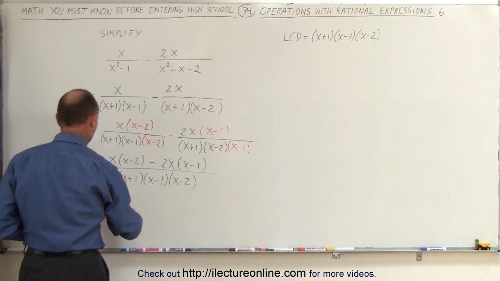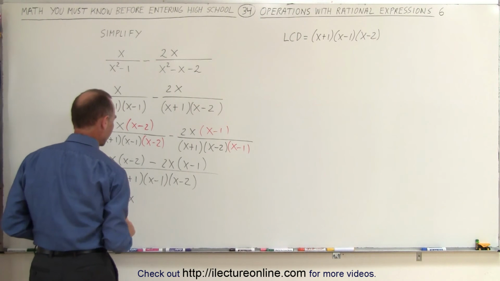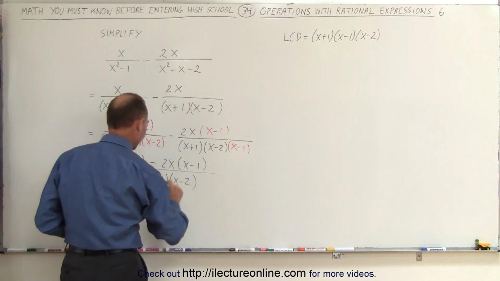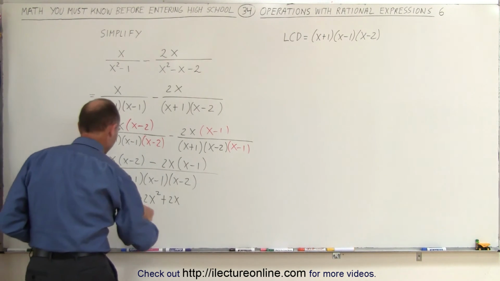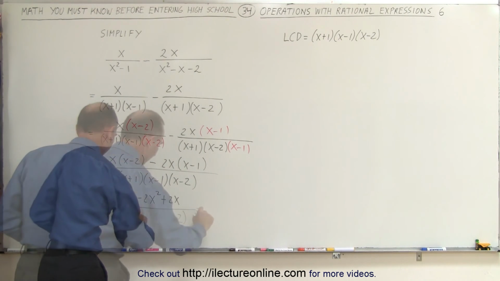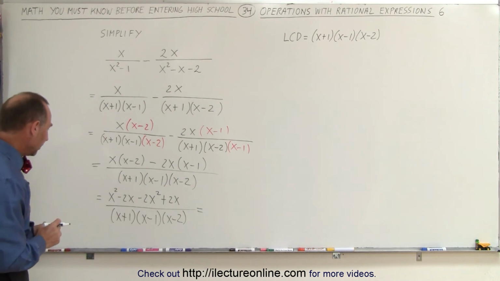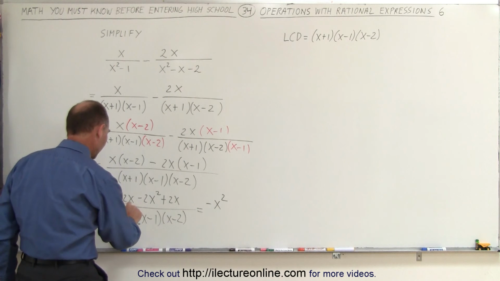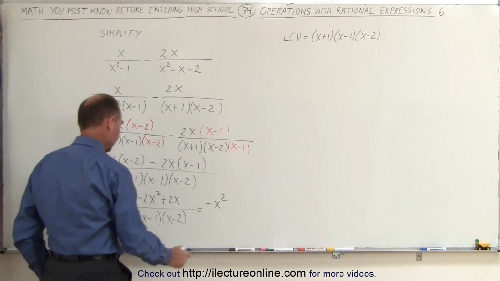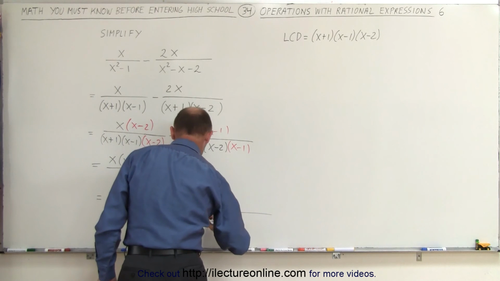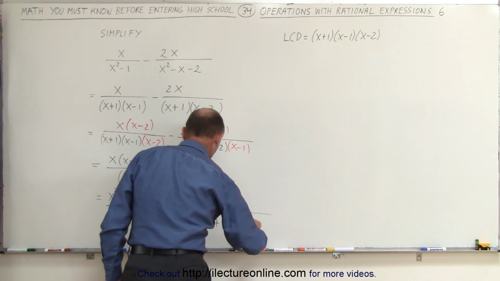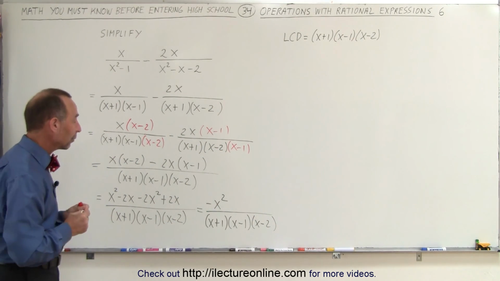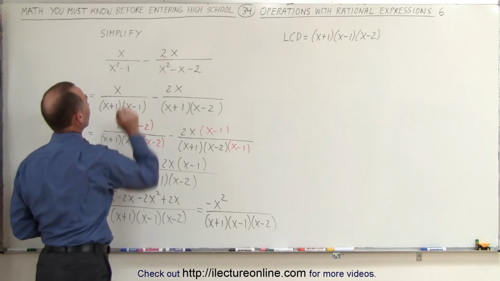This is equal to x squared minus 2x. And a minus 2x times x is a minus 2x squared. And a minus 2x times a minus 1 is a plus 2x, all divided by the same common denominator. And now we're going to combine like terms in the numerator. I have a plus x squared, a minus 2x squared, that's minus x squared. I have a minus 2x and a plus 2x, well, that cancels out. So I'm left with this divided by the quantity x plus 1, x minus 1, and x minus 2. And that's the simplest form we can write it. So that would be the final simplest form of our initial expression.